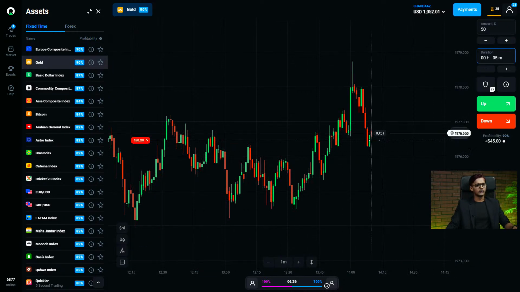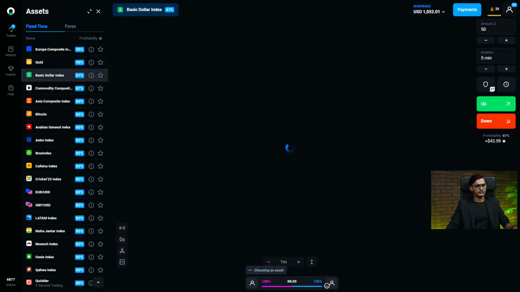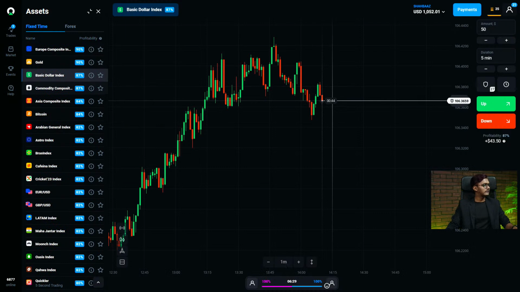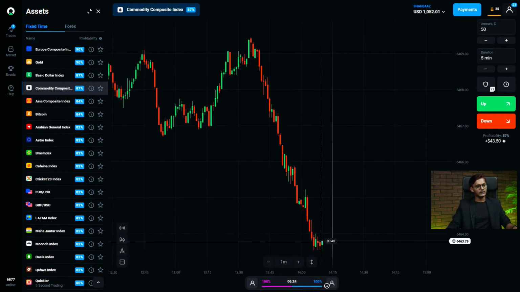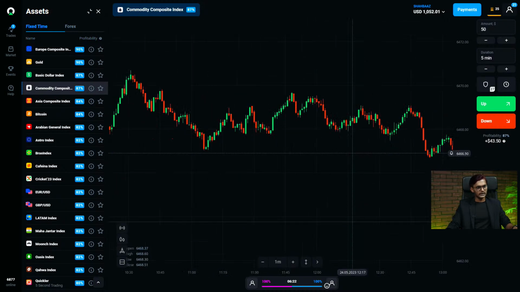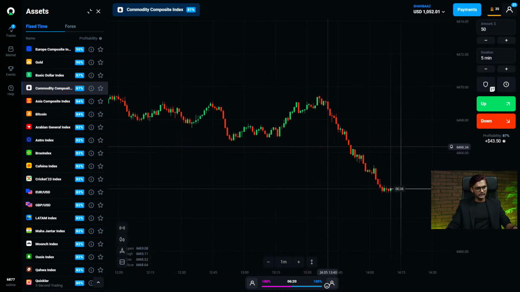Okay, so I took one trade. Let's see something interesting. Is there anything else we can take a trade on? For example, commodity composite. What is going on here? Oh, very big down move. Yeah, you see a very good trendy down move.